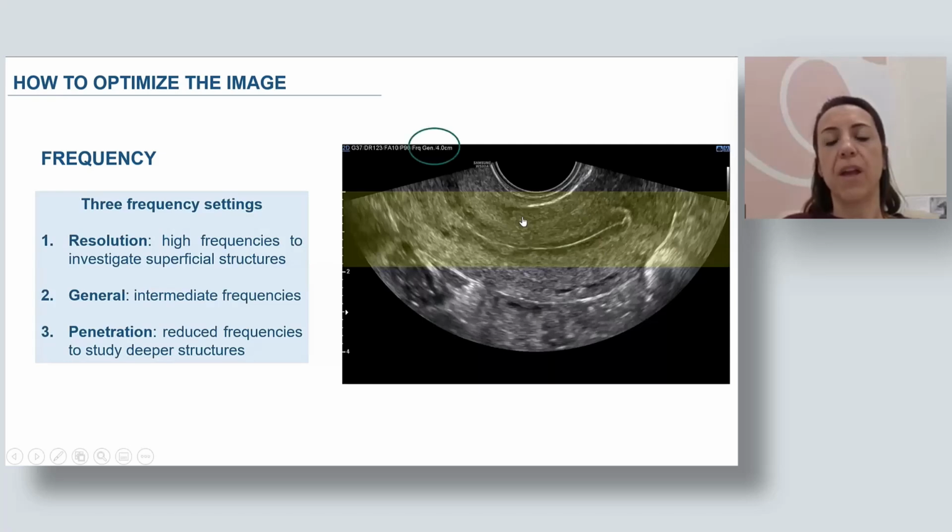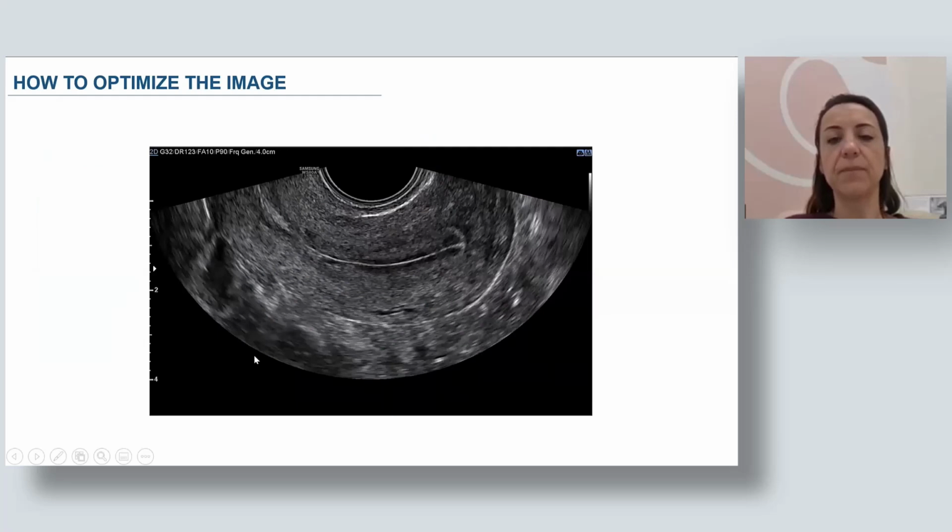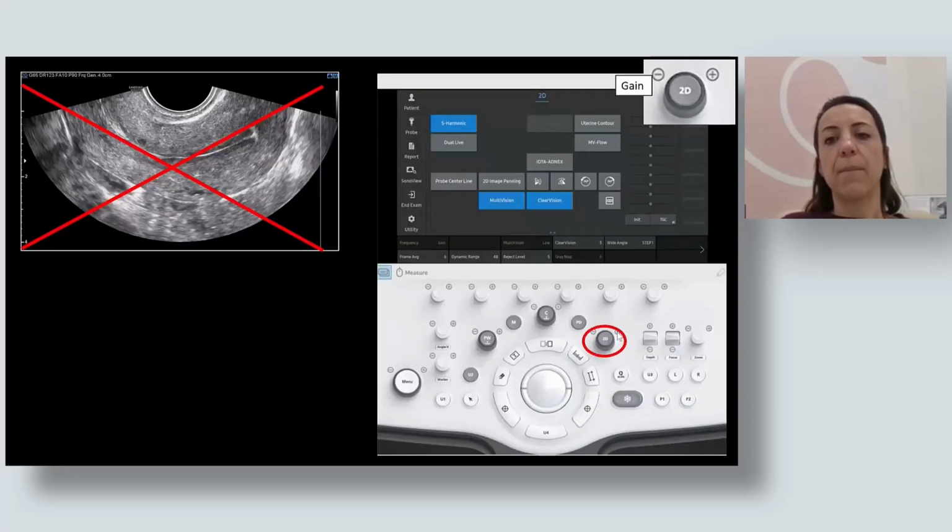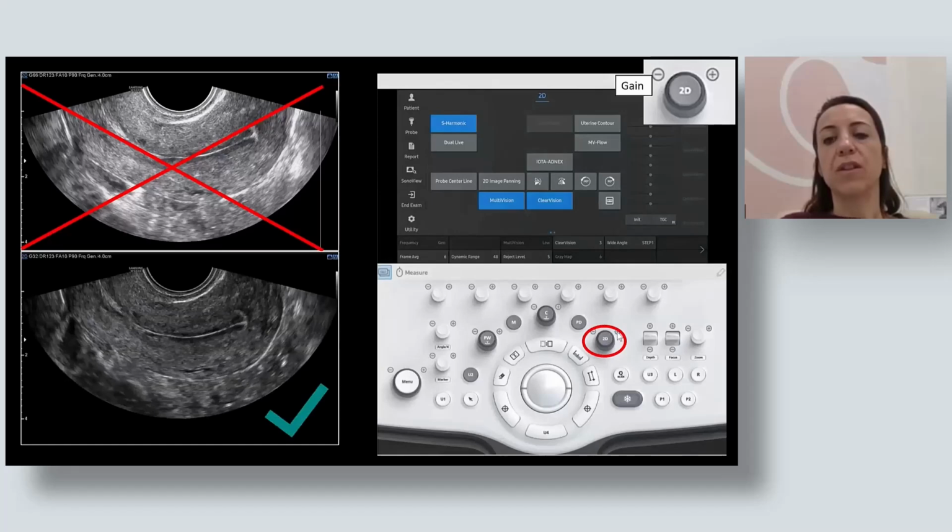Then frequency. Usually we use general frequency, but there are 3 frequency settings, including resolution, high frequencies to investigate superficial structures, general, or penetration, lower frequencies to study deeper structures. With frequency and focus, we can obtain the correct image. But also we have to check the gain to obtain the correct color of the image.